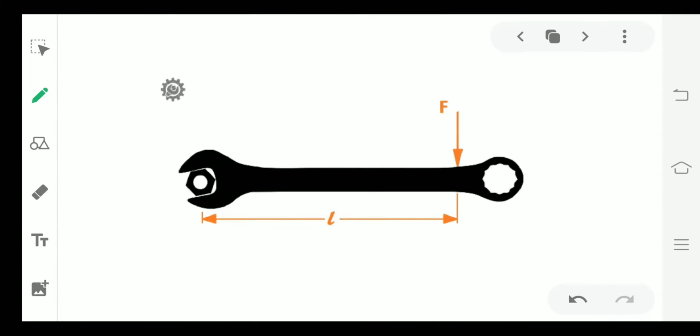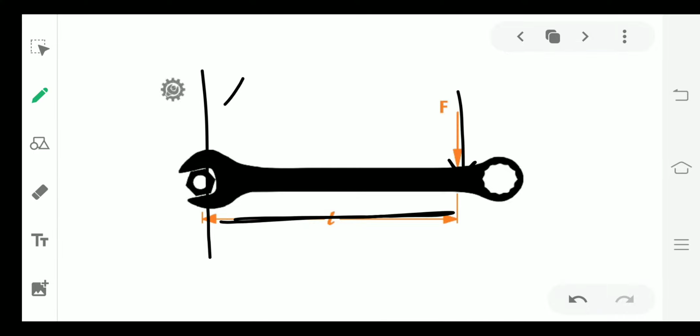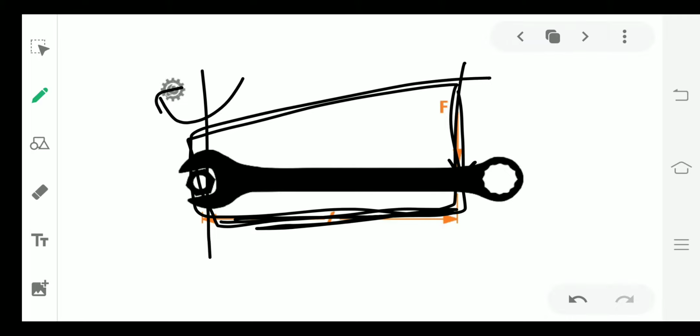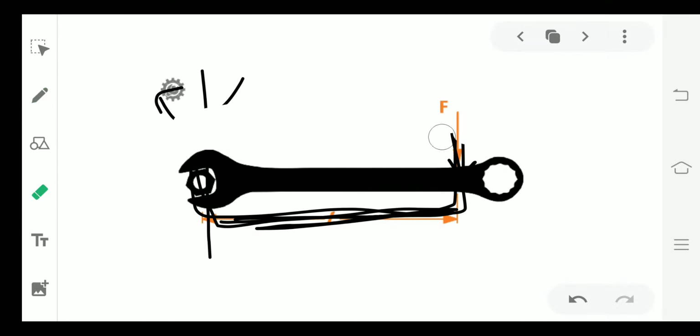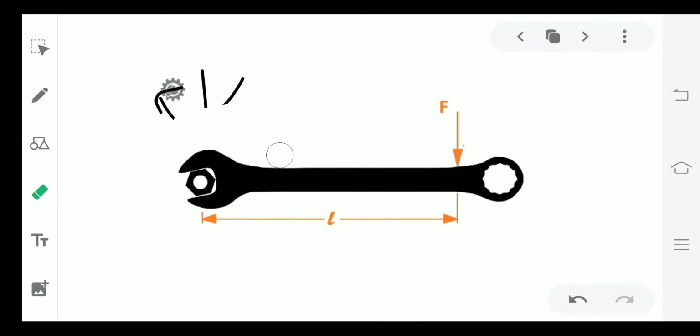Here is the diagram of the torque acting on this object. When we apply a force at this point, at a perpendicular distance from the axis of rotation, it will rotate in this direction. So the direction of torque is perpendicular to the plane of the paper. So that's how we are taking R cross F.